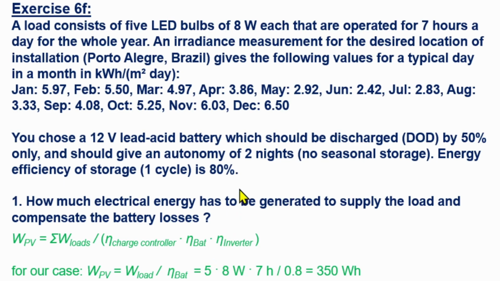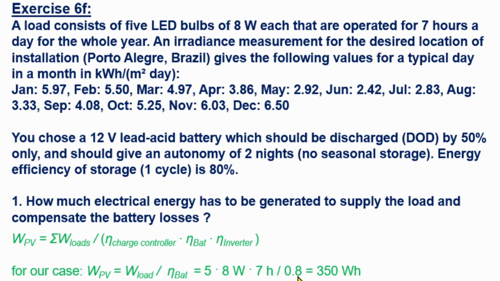While you didn't have any inverter in, so we can consider the inverter efficiency as 1. Battery is given, so we have a conversion efficiency of 0.8, and the charge controller is not given, so probably it's included in the conversion efficiency of the battery. So we put in the numbers. So we have 5 light bulbs of 8 watt each. They are operated for 7 hours. So that's our daily consumption divided by the efficiency of the battery.